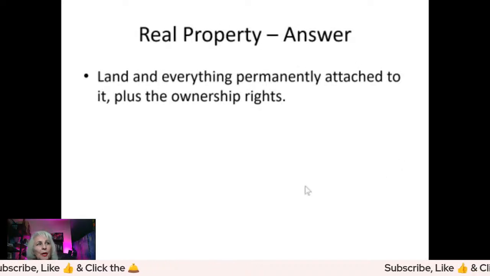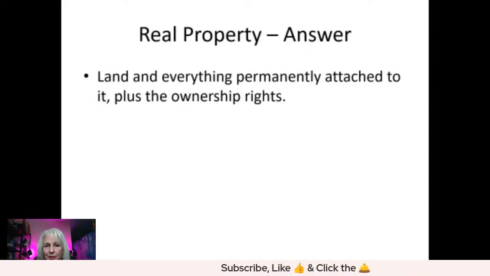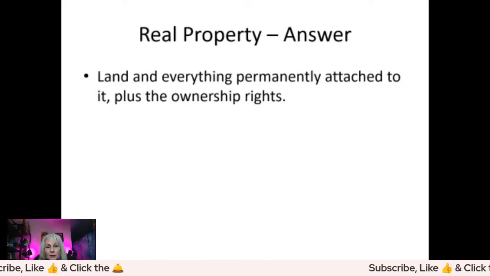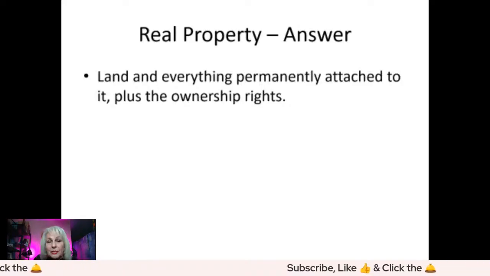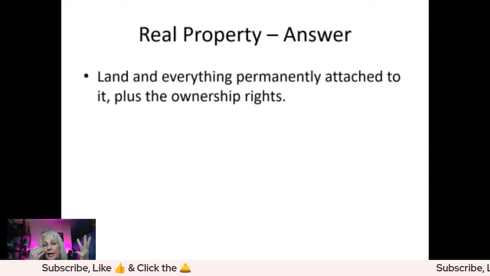So real property is land and everything permanently attached to it, plus the ownership rights. So real property has 3 levels, right? So you have the surface of the land, underneath the land, and then above, which is the airspace.